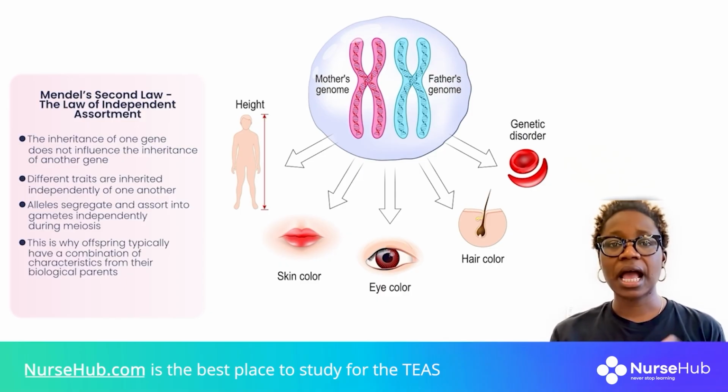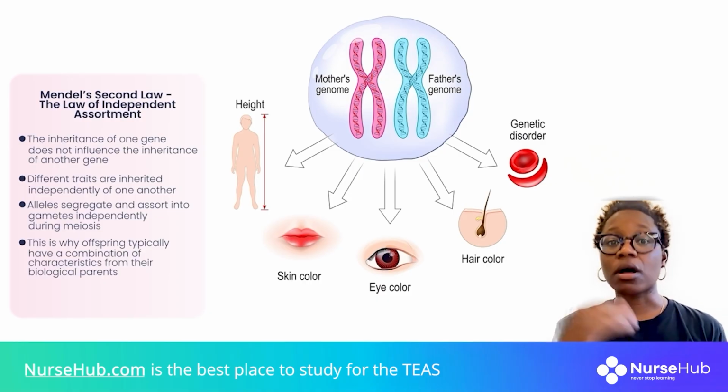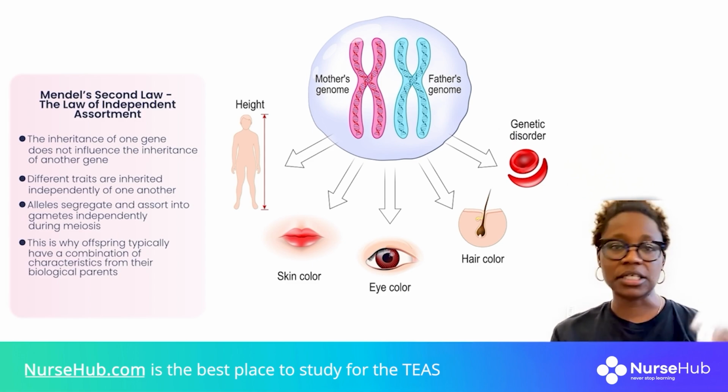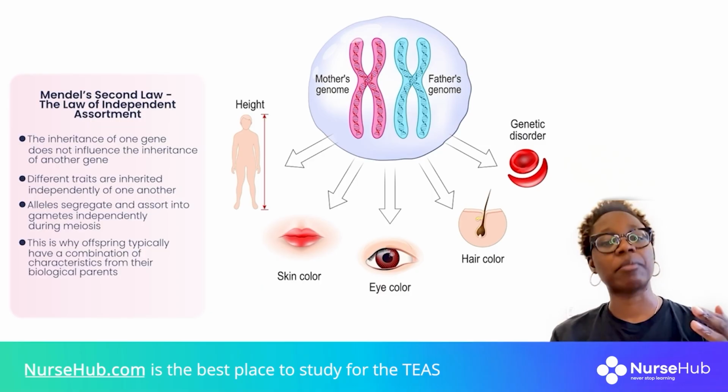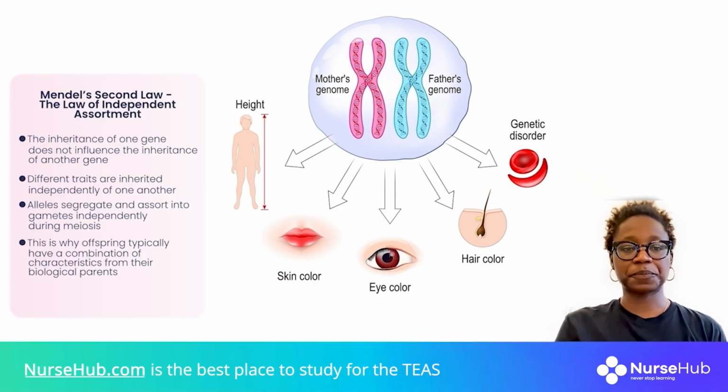For instance, eye and hair color are not inherited together. If one of your parents has brown hair and green eyes, it does not mean that you will inherit their trait for brown hair and you will also inherit their trait for green eyes, for example. This is why offspring typically have a combination of characteristics from their parents. Each individual trait is passed along independently, and trait dominance is what determines which traits are expressed physically in the offspring.